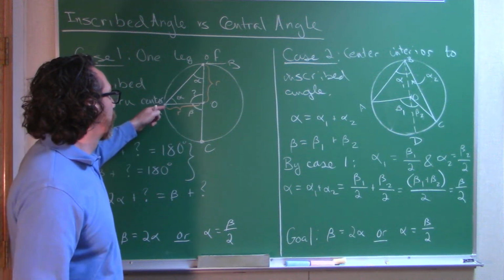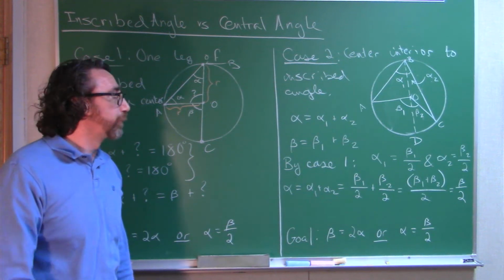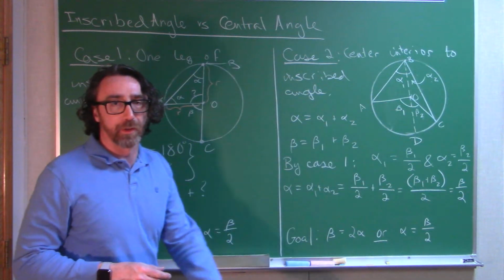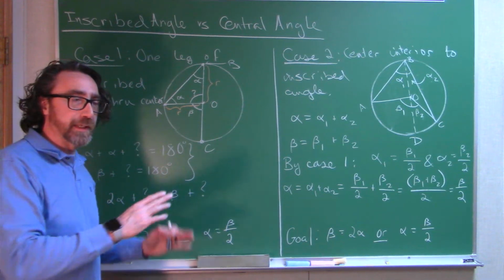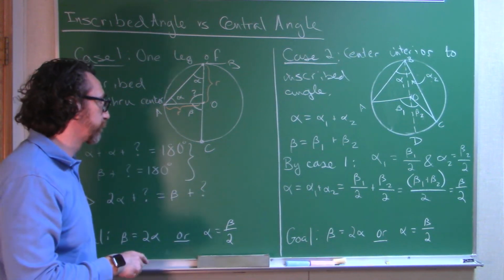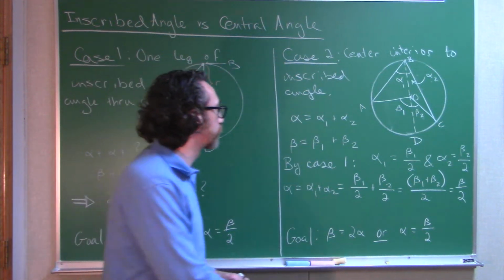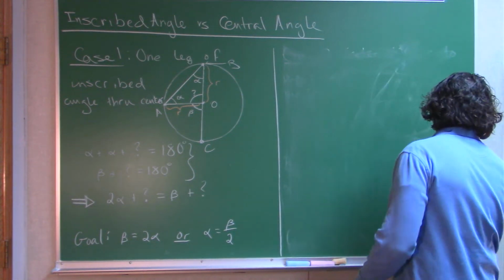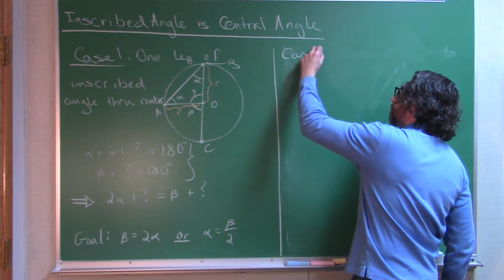So we dealt with case 1. The center is on one of the legs of your angle. Case 2, the center of the circle is between the two legs of your angle. Case 3 is going to be when the center is exterior of your inscribed angle. Now, what we're going to do is once again refer back to case 1. Now, I'm actually going to let you finish off case 3 yourself, but I just want to show you the starting picture.